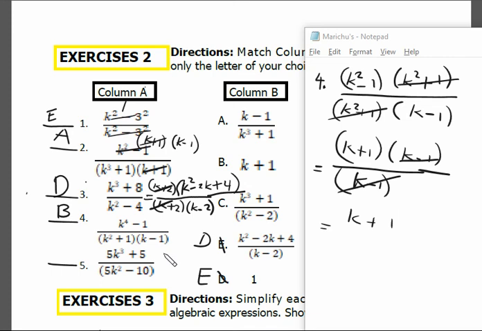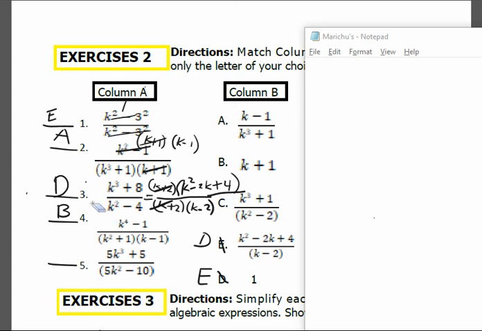Pretty easy. And number 5, the last for these exercises. Okay, for number 5, wait, let's just load another notepad.